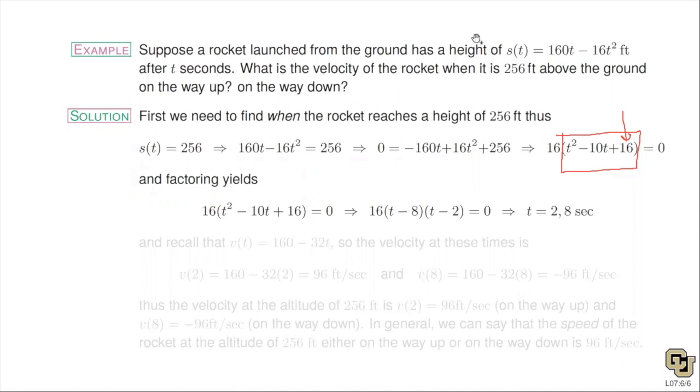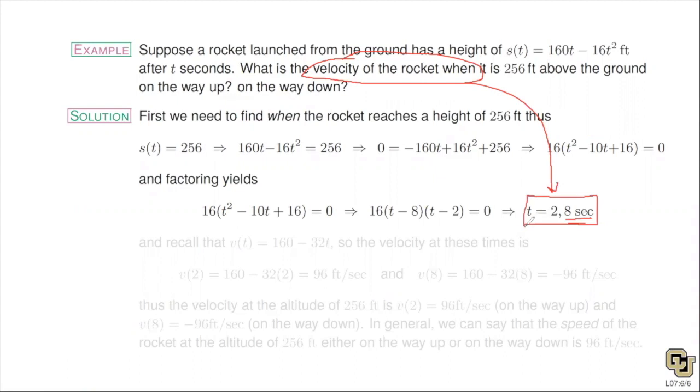And so we get that at 2 seconds and at 8 seconds, the height is 256. Presumably at 2 seconds, that's on its way up. It's at a height of 256. And then at 8 seconds, it's on its way down. It achieves a height of 256. So now I want to find the velocity at these times. So this is the answer to when the rocket has a height of 256 feet.